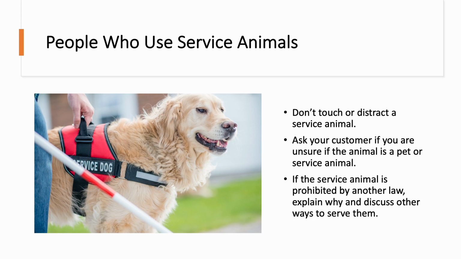Service animals. When trying to assist people who use service animals, don't touch or distract a service animal. It is a working animal and has to pay attention at all times. Ask your customer if you are unsure if the animal is a pet or service animal. And if the service animal is prohibited by another law, explain why and discuss other ways to serve them. For example, leaving the dog in a safe area or serving your customer in another area where the animal is allowed.